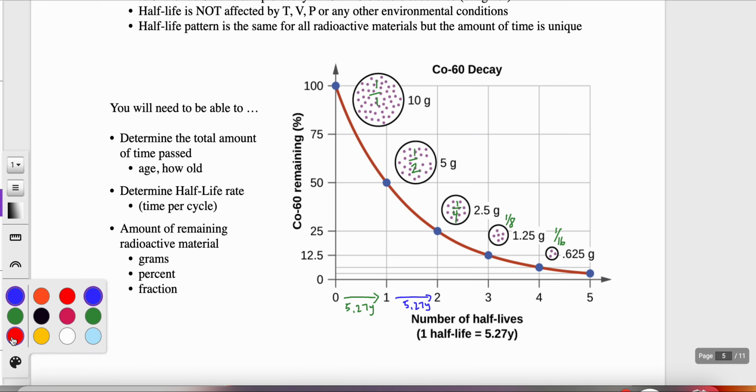another 5.27 years. To go from cycle 2 to cycle 3, to go from 25% down to 12.5%, it requires another 5.27 years for this sample of cobalt-60. Now for us, this amount of time, this half-life, this for us is on our table N.